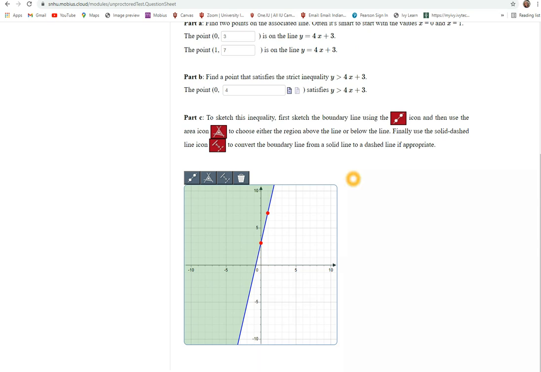Oh, and the other thing is this was a greater than but not an equal to. So this line should not be solid. I'm going to click on this tool and then click on the line, and it changes to dashed. That means that any point on the line technically isn't a solution. However, you need to know where the line is so that you can shade correctly. So you have to draw the line, but we put dashes there.